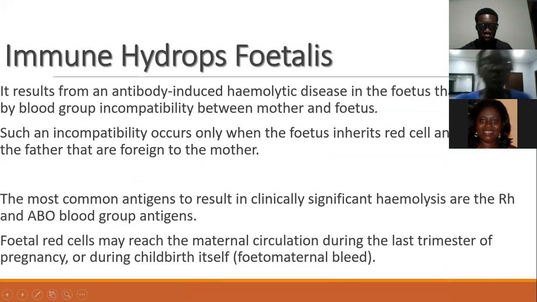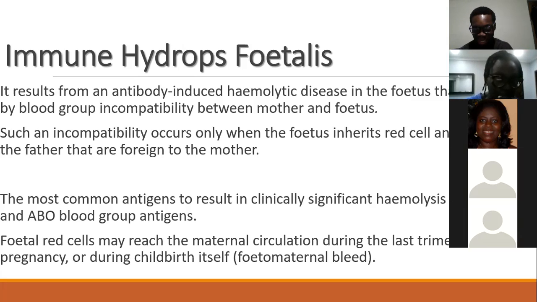Okay, so we'll look specifically at what we call immune Hydrops Fetalis. So immune Hydrops Fetalis results from an antibody-antigen reaction between the red blood cells of the baby and then the serum of the mother. So that is what we also call incompatibility. Commonly, it results from rhesus and then ABO blood group antigens. I hope you are familiar with the blood groups.